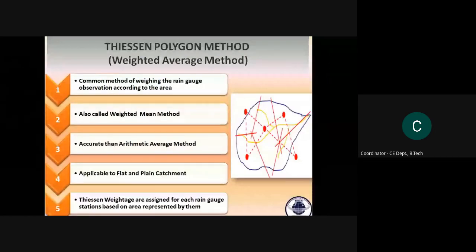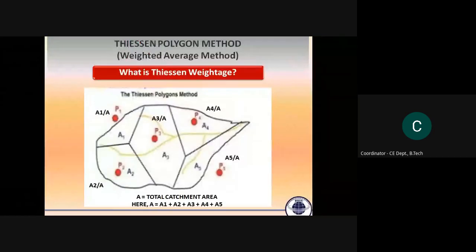So we have to consider the Thiessen weightage. Now, what is Thiessen weightage? As I said, let us take this as our catchment area, and these red points are your rain gauge stations, and the data is given as P1, P2, P3 like that. We constructed our Thiessen polygon. I will show you how to construct the Thiessen polygon in the next slide. Now, after constructing the Thiessen polygon, how will we find out the Thiessen weightage?